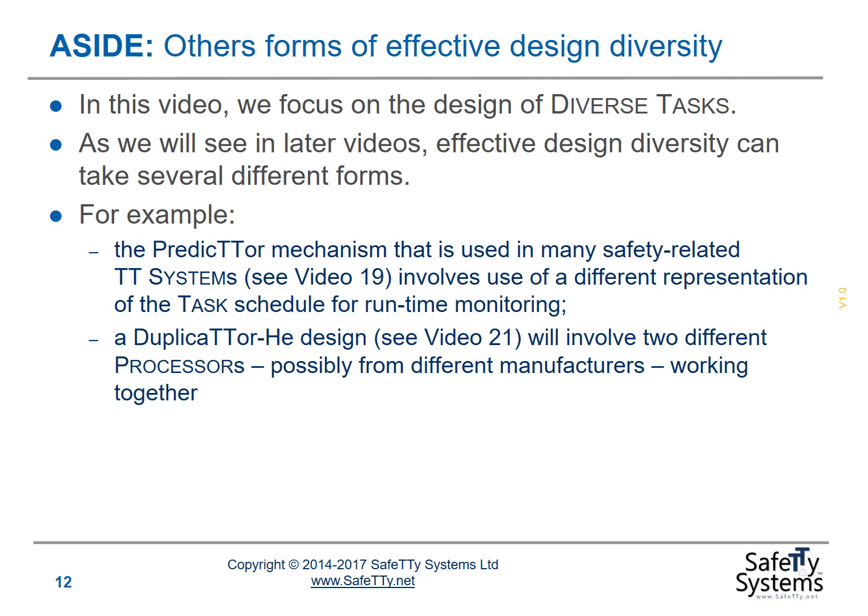Another example, in a duplicator HE design, also discussed in video 21, involves two different processors, possibly from different manufacturers, working together to achieve the aims of the application. These are just two examples of other forms of design diversity that can be helpful in safety-related systems. Our focus in the present video is on creating diverse tasks.